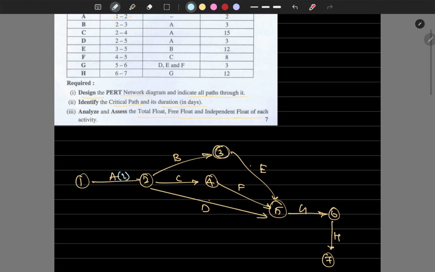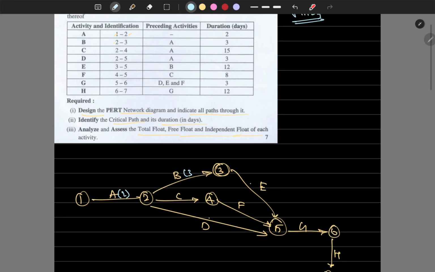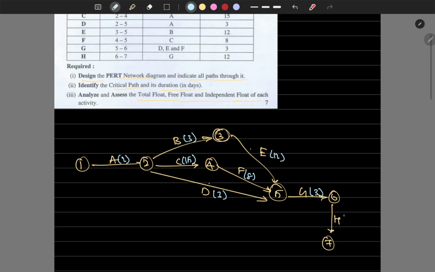For A it is 2, for B it is 3, for C it is 15, for D it is 3, for E, sorry, for E it is 12, for F it is 8, for G it is 3, for H it is 12, right? So we have filled the duration also.